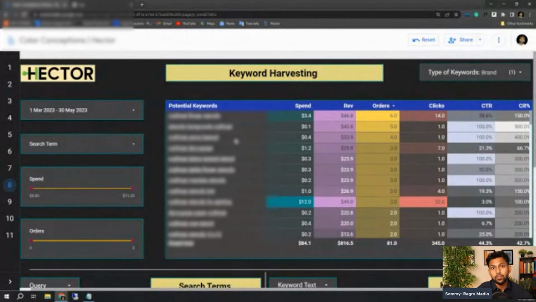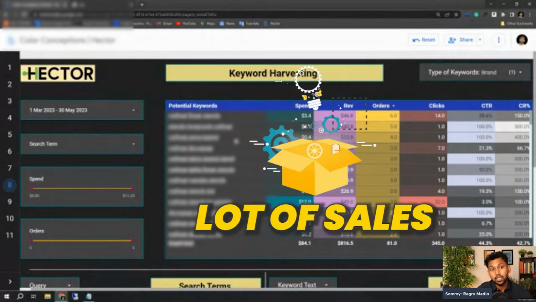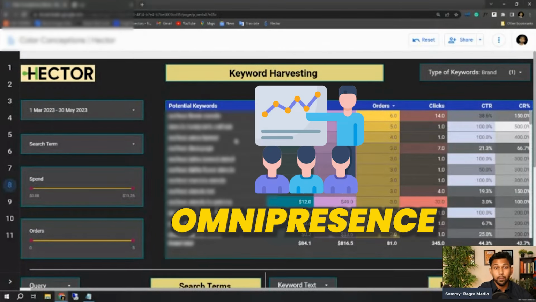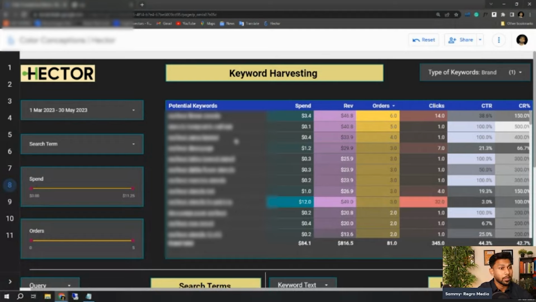Now, branded keywords are very important for a brand. If a brand is getting a lot of sales through branded keywords, that means the brand is really dominating the market or the category, and there is a lot more chance for you to dominate further with a lot of strategies like omnipresence, which I am going to talk about a little bit here as well.